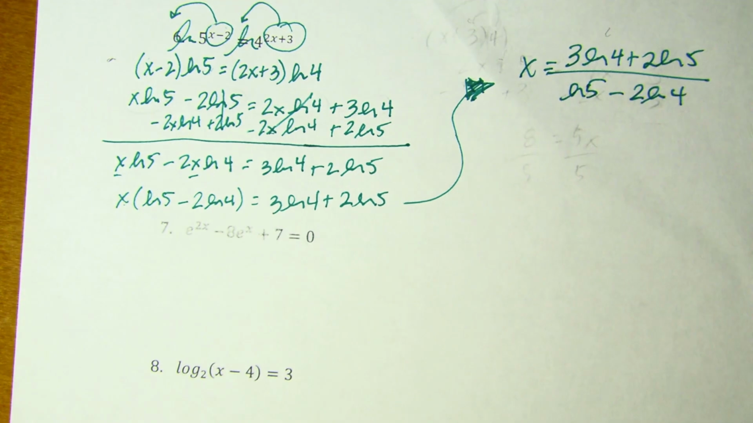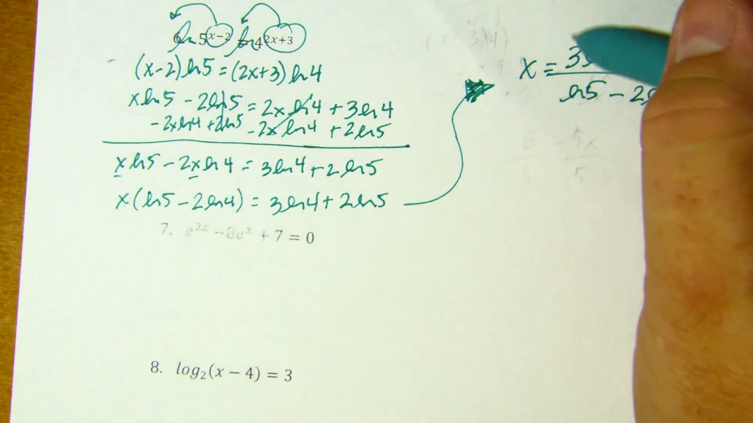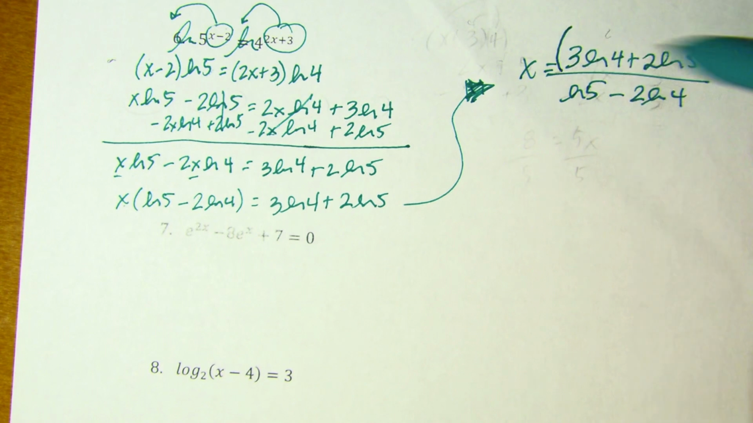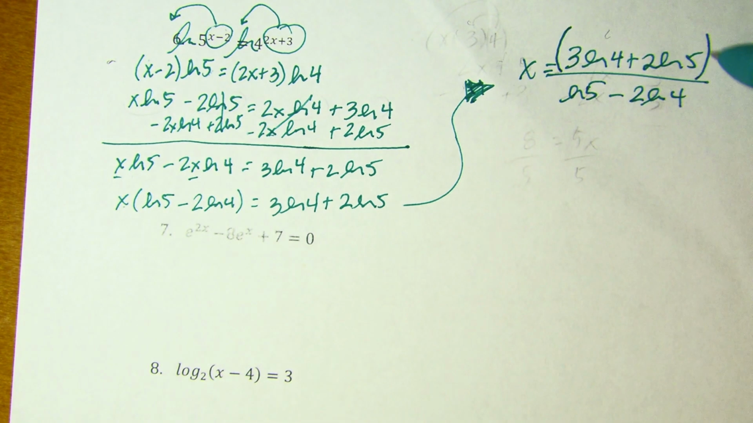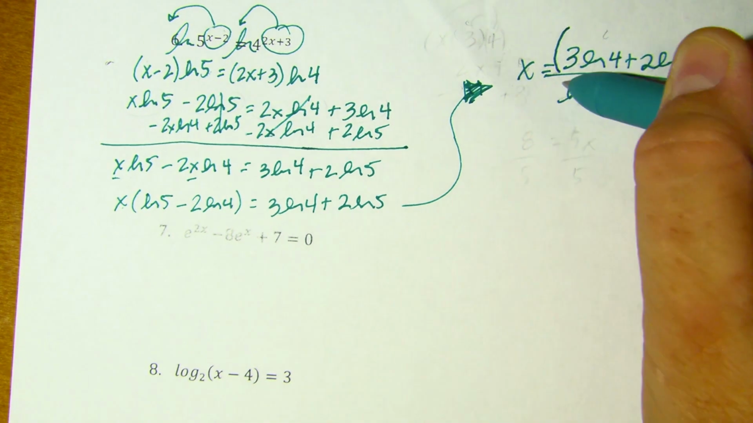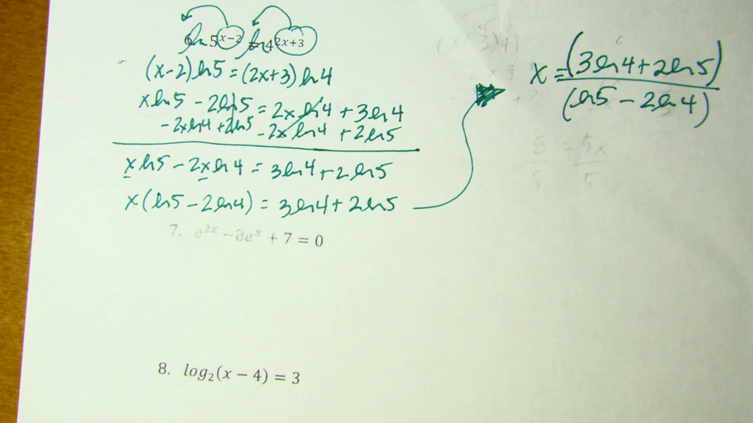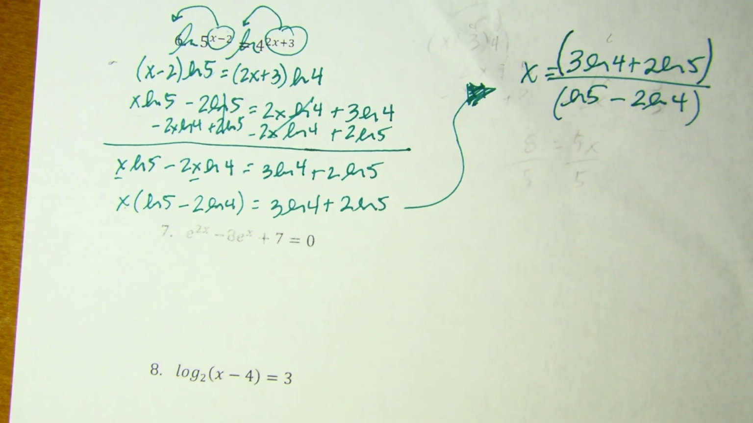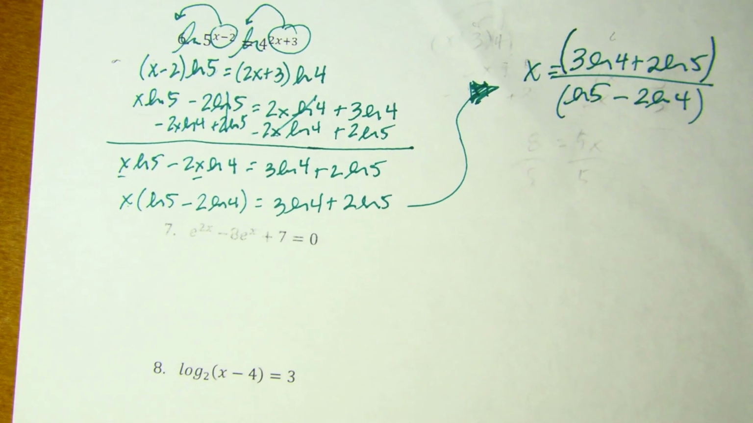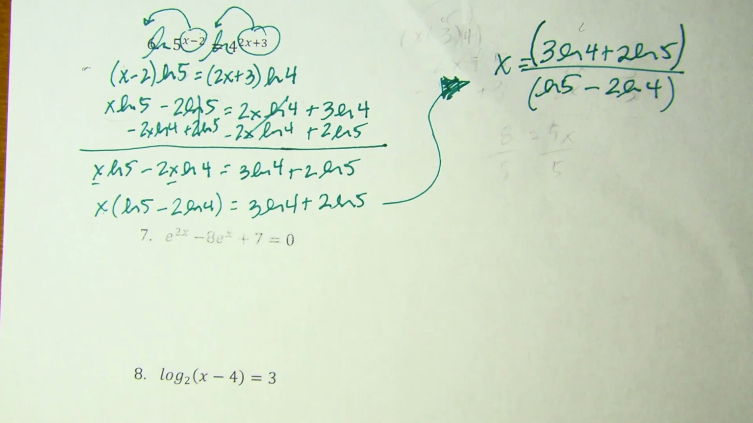And when I type this in my calculator, you want to make sure to put parentheses around this whole thing, and then your division symbol, and then parentheses around this whole thing. Because your computer or your calculator does not know order of operations, and so you want to make sure that you use order of operations here. Okay.